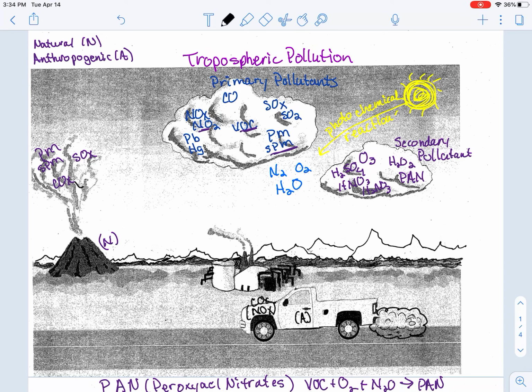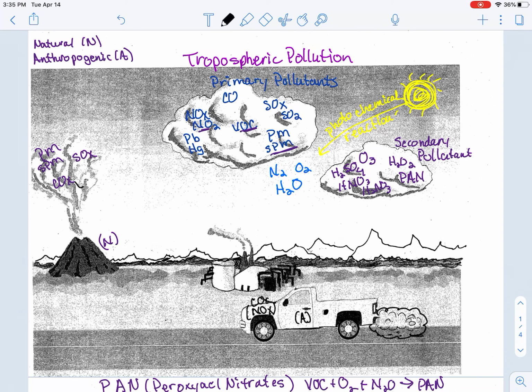Now, why do fossil fuels release these different things? Not just carbon, but they also release sulfur and they release nitrogen. And the reason is because all living things contain those chemicals. So when they're burned, they're actually releasing not just carbon dioxide, but they're releasing these pollutants as well.